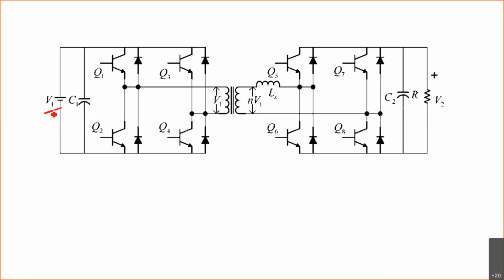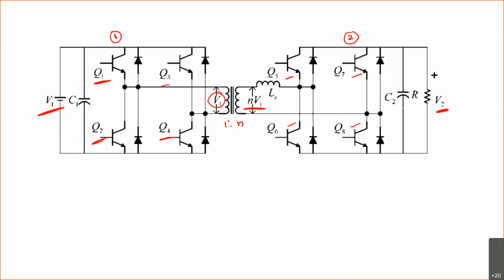You assume that this is the source voltage, so the same voltage will appear on the primary side. If this is a 1:n ratio transformer, the secondary side will be nV1, and we assume that the load voltage is V2. The switches are Q1, Q4, Q3, Q2, and Q5, Q8, Q7, and Q6. Generally this is known as bridge 1 or converter 1, and this is converter 2.